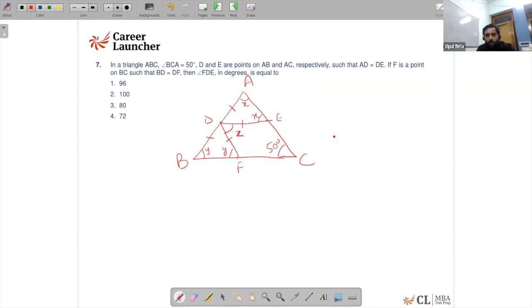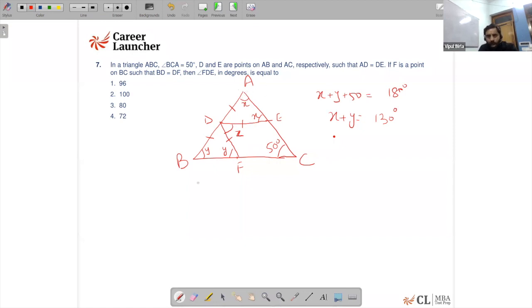Now I know in triangle ABC, the sum of three angles is 180. Therefore, X plus Y plus 50 is equal to 180 degrees. So I can straight away say X plus Y equals 130 degrees. That is one piece of information we have obtained, right? Now we are supposed to identify the measure of angle FDE, which is Z.